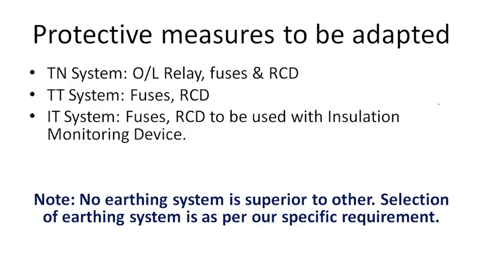Then various protective measures that can be adopted. In a TN system, overload relays, fuses and residual current devices, that is ELCB or RCCB, are used. In a TT system, using overload relays gives no particular benefit, because both sides are connected to earth. So any fault, if it is occurring, the fault current is going to be very high. So you can use a fuse or a circuit breaker for that. Overload relay use is not mandatory. Then RCD is also a must. And in case of an IT system, you can use fuses and RCD, and an insulation monitoring device must be provided.